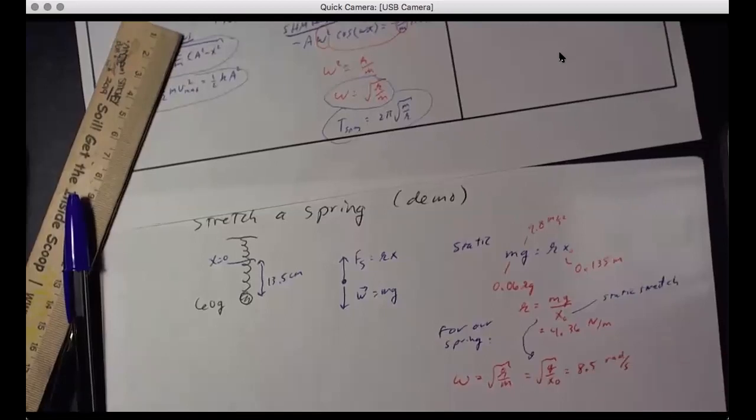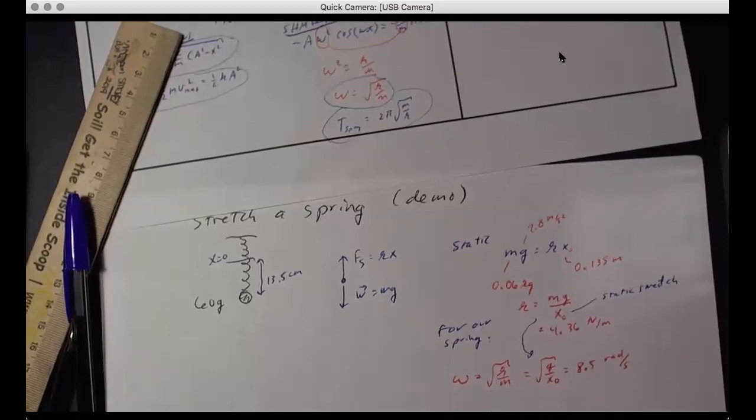And that's not very useful because I don't see things in radians, I see them in cycles. So I want the frequency f, which is omega over 2 pi. And if you plug the numbers into that, you get 1.36 hertz. And so now let's see how well this does. Let's count the number of oscillations we get in 10 seconds, and then we will see how we're doing.